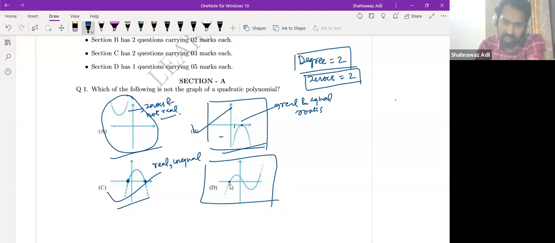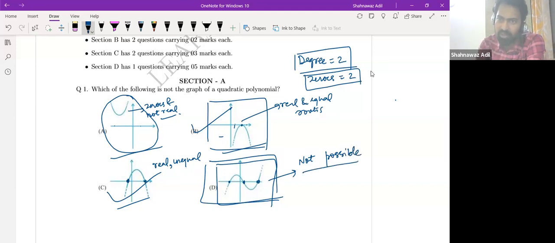For this one, we have three zeros, which cannot be possible for a quadratic polynomial because the maximum number of roots we can have is 2, but it contains three roots. So this one is not a quadratic polynomial. This was the correct option, and I guess all of you wrote this part.